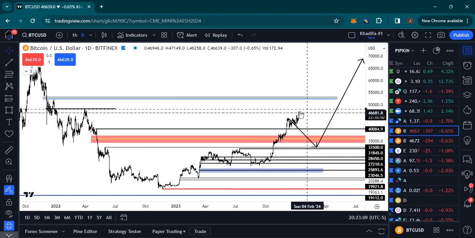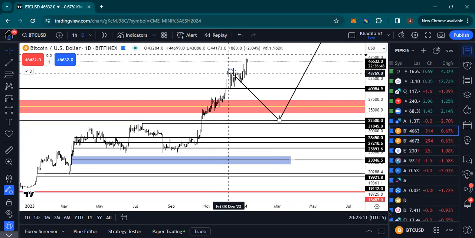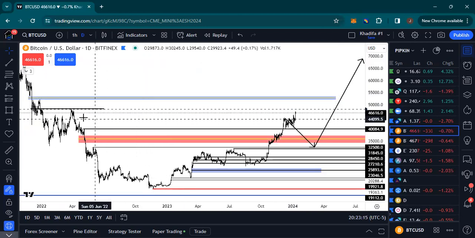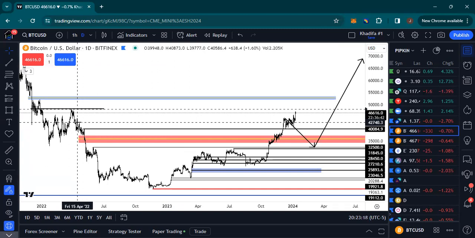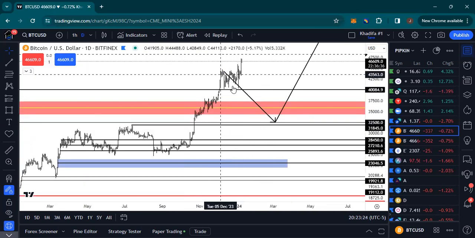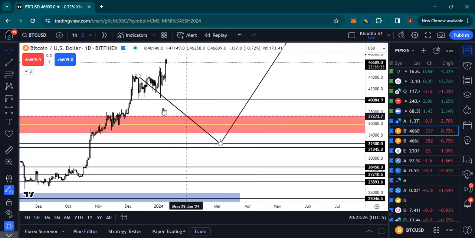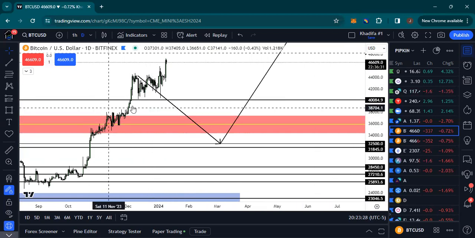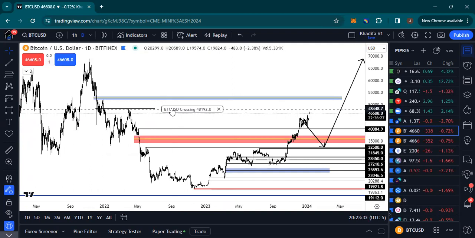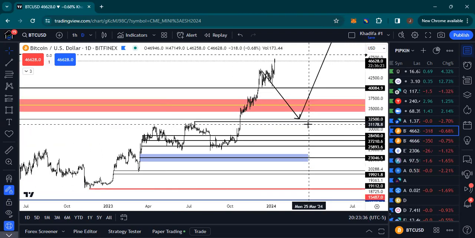Right. I was expecting us to pull back from here after we ran this swing high right here, this daily swing high, right? That's why you see I have it drawn out the way I do. But we see that we didn't break back below 40,000. So now my next point of interest is 48,000, right?